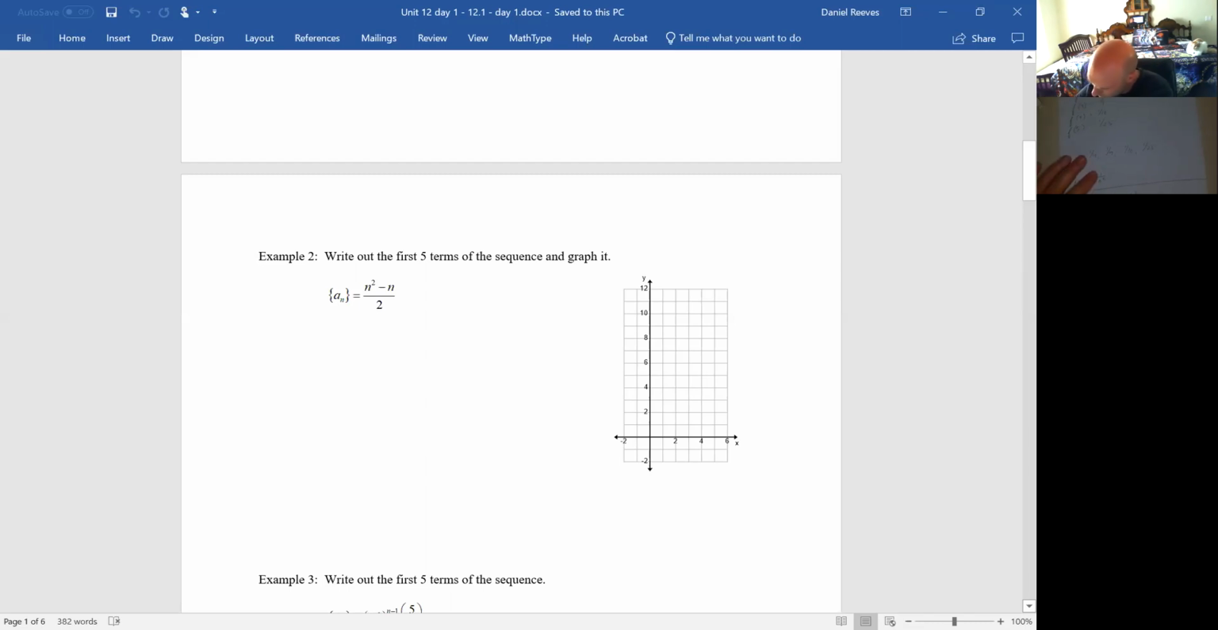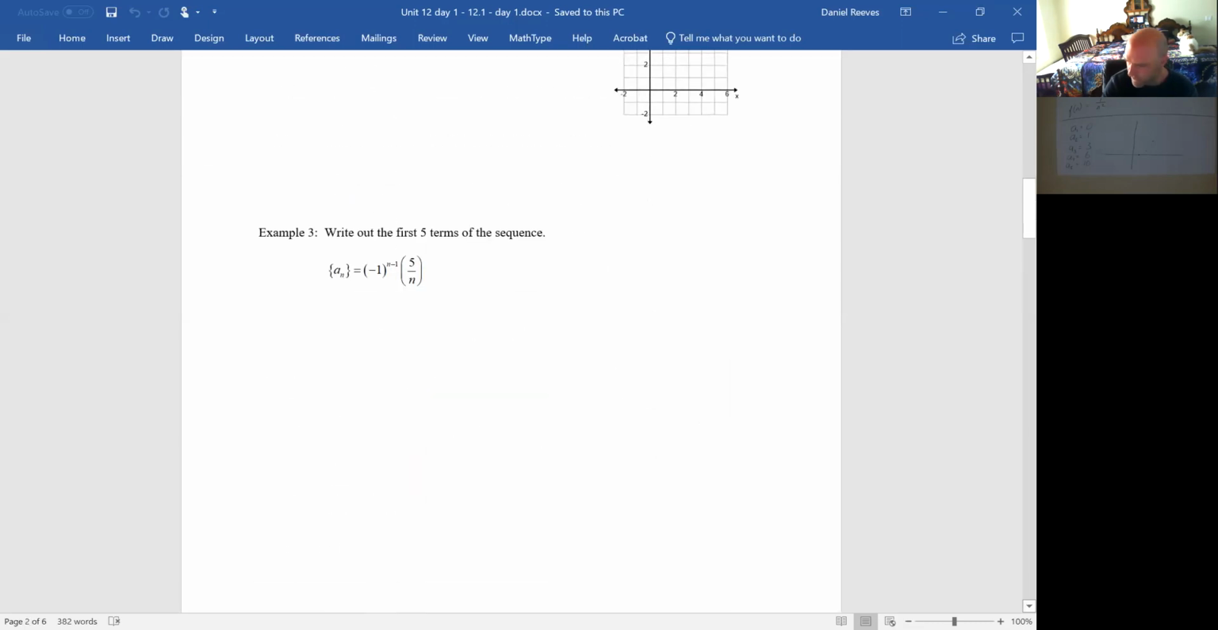If I were to graph this one, I start with 1 comma 0, I go on to 2 comma 1, I go on to 3 comma 3, I go on to 4 comma 6. The next one's presumably going to be off my chart, and I'm not going to connect these points because connecting them would imply that it has all the values in between, and it distinctly does not.